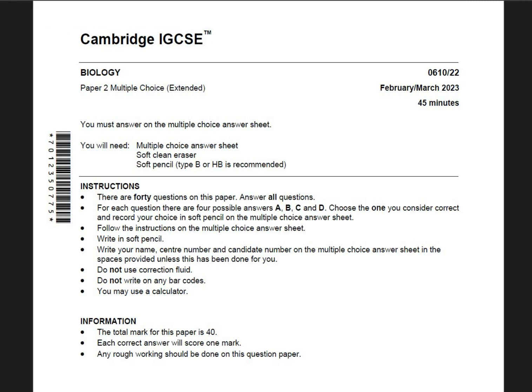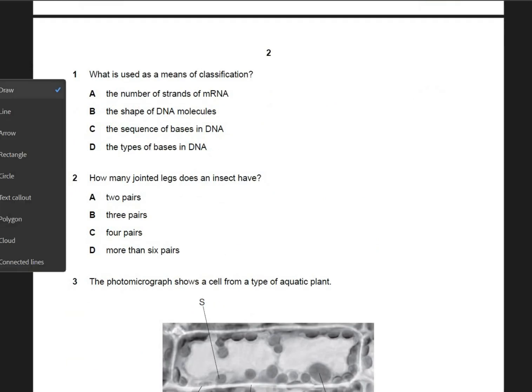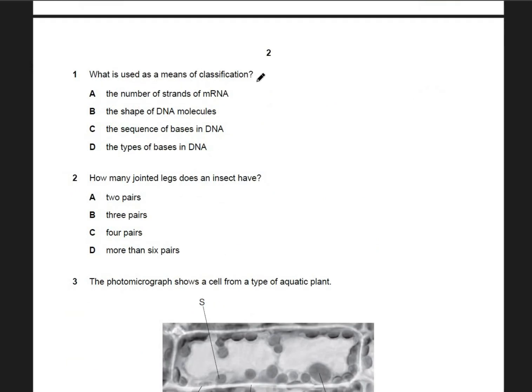Today we will solve 0610 paper 22 for February-March 2023 Cambridge IGCSE Biology. This paper is a multiple choice paper and it carries 40 MCQs which you have to complete in a 45-minute duration. Beginning with the paper, question number 1 says, what is used as a means of classification?